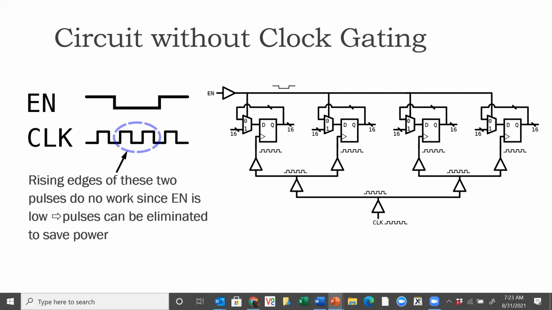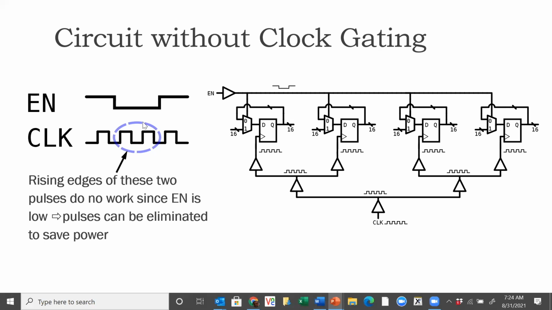Let's look at the circuit as it stands. There is no clock gating here. And what I've shown is an enable signal that is initially high, and it goes low for a couple of clock cycles and goes back high again. So you can see the enable with respect to the clock. There are 4 clock pulses that you see here. During the 2 middle clock pulses, the enable is 0. In the first clock pulse, the enable is 1, and in the 4th clock pulse, the enable is 1.